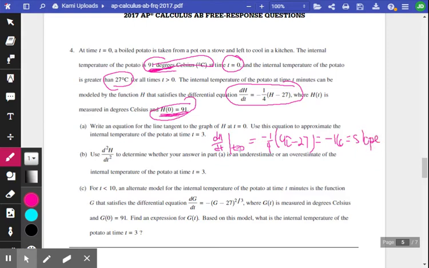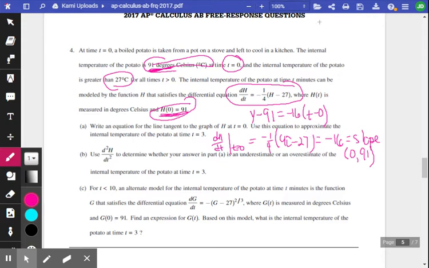The point I'm going to use: when time equals 0, the temperature is 91. So the point I'm going to use is 0, 91. So we're using time and temperature, time and h, so t and h of t. So use this equation to approximate, or write an equation. Okay, I don't have much room here. But the equation is going to be y minus 91 equals -16 times t, or x, I'm going to use t, minus 0. Sorry, if it would make you more comfortable to use x, use x.